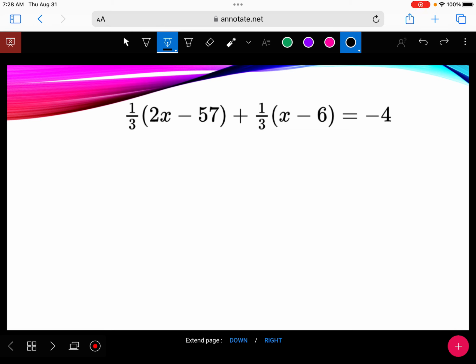So I've got x's all over the place. I got fractions. I've got big numbers. I've got small numbers. I've got negative numbers. There's a whole lot going on here. So we have 1/3 times the quantity 2x minus 57 plus 1/3 times the quantity x minus 6 equals negative 4.